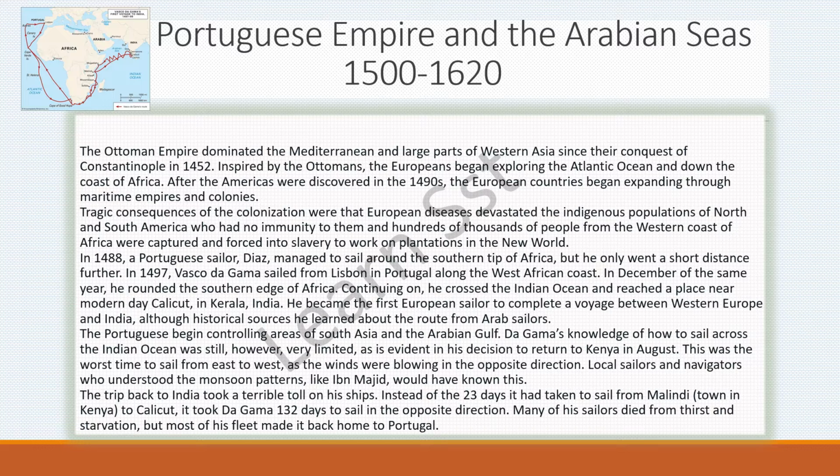Local sailors and navigators who understood the monsoon pattern, like Ibn Majid, would have known this, but Vasco da Gama did not have that much knowledge of sailing into the Indian Ocean. So the trip back to India took a terrible toll on his ships. Instead of 23 days, which he would have taken from Malindi to Calicut, it took him 132 days, almost 109 days extra, to sail in the opposite direction.